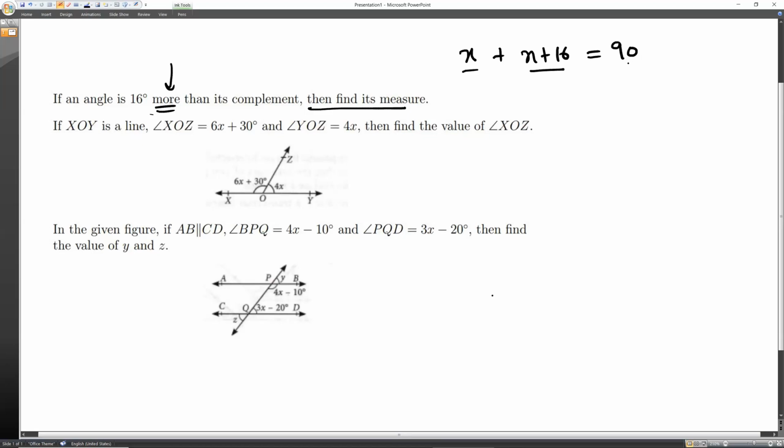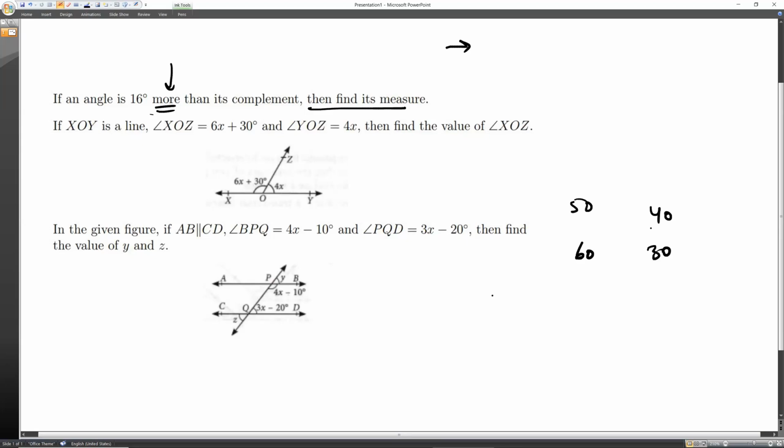So it should be 16 degrees more than its complement. What do you mean by the complement? If one angle is 50 degrees, then its complement will be 40 degrees, just for explaining. Alvina, are you getting this one? Yes, sir. And if some angle is 60 degrees, then what will be the value of its complement? 30 degrees.